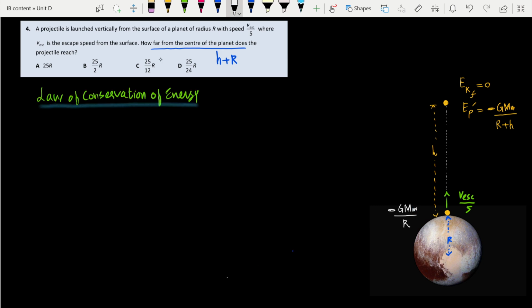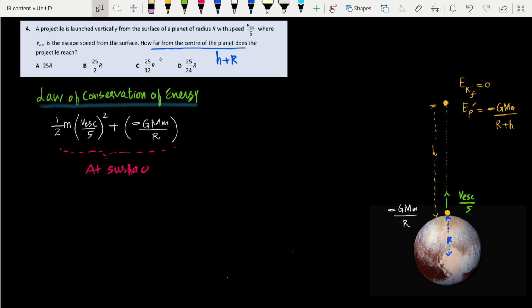So the total energy at the surface is the kinetic energy, 1 over 2 times the mass of the object and its speed, which is v escape divided by 5, whole squared, plus the potential energy, negative GMm over capital R. Collectively this is the total energy just before throwing, at the surface. This is equal to the total energy at the final point, where the kinetic energy is 0 because the object has stopped, plus negative GMm over h plus R, that's the distance from the center of the planet.